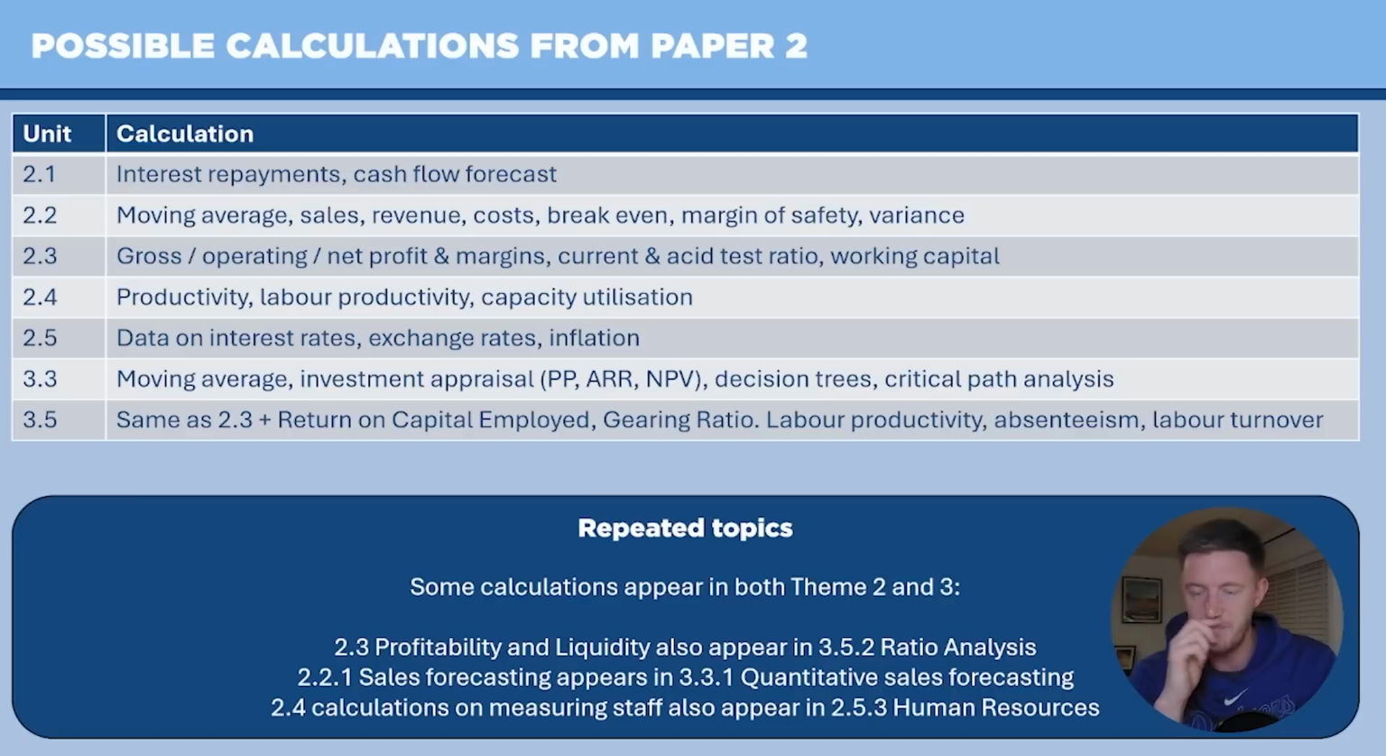Sales forecasting appears in quantitative sales forecasting. The difference is in 2.2.1, you don't do the calculations. In 3.3.1, you do. But the topics are similar. And some of the 2.4 calculations on measure and staff can also appear in 2.5.3 human resources. So you've got a whole table there.